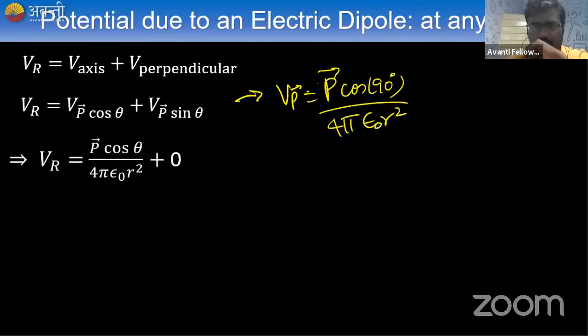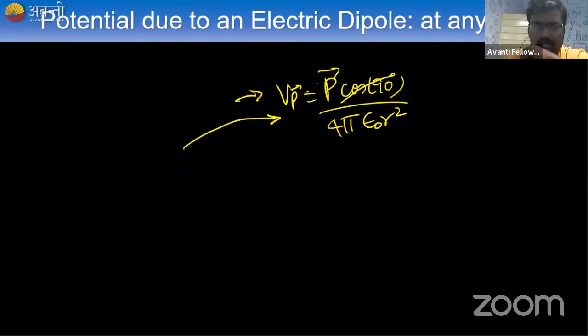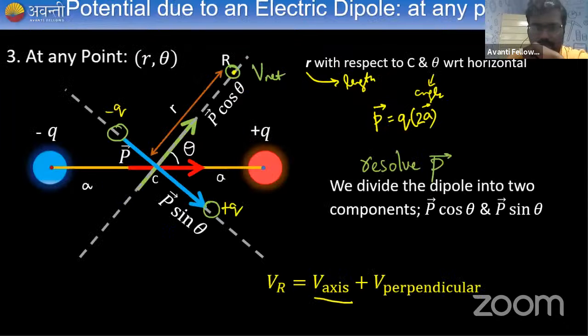So if I take P cos theta as 90 degree, what will happen to this? We apply the same V_R equals P cos theta by 4 pi epsilon naught R square plus the same thing, P cos theta by 4 pi epsilon naught R square. In this case, we don't consider the perpendicular factor because it is not at all contributing to the electric field at this point R. But P cos theta is contributing to the electric potential.